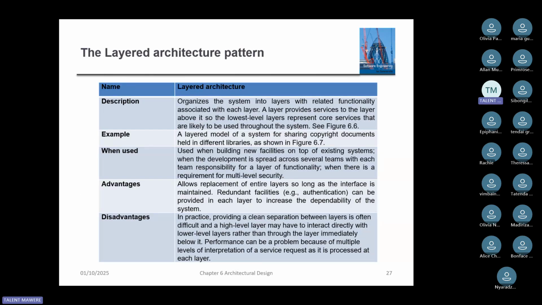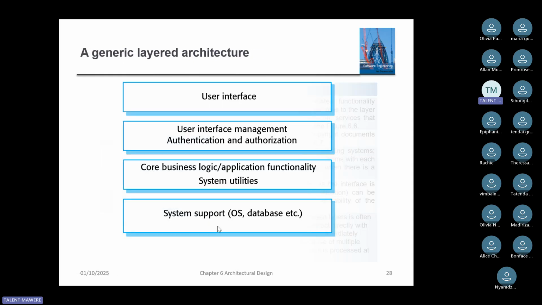I want you to think of the Internet. Think of the OSI model. It's a typical example of a layered architecture where layers above and below support layers that are above.